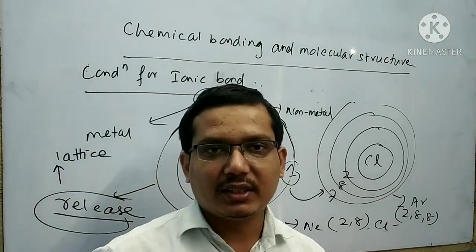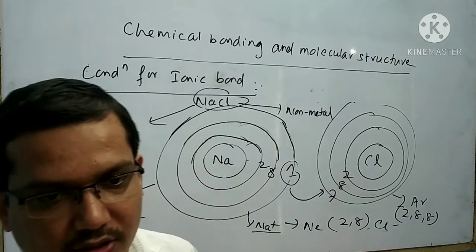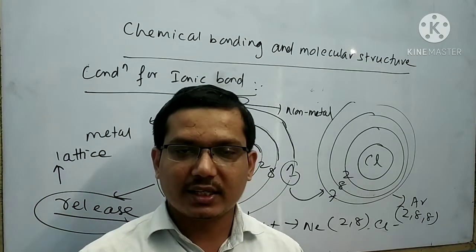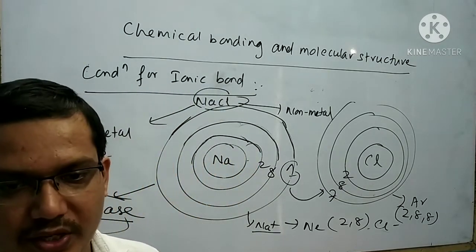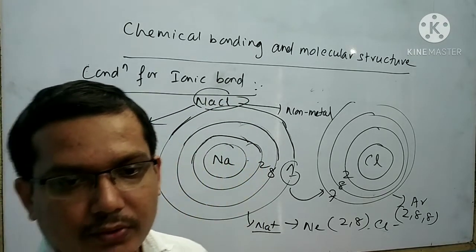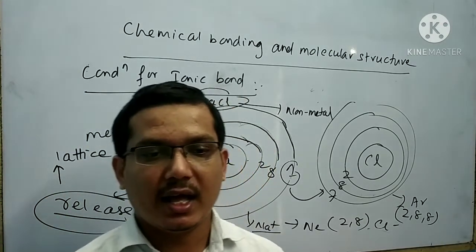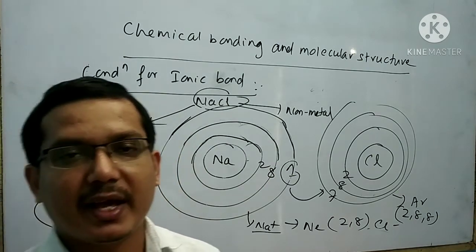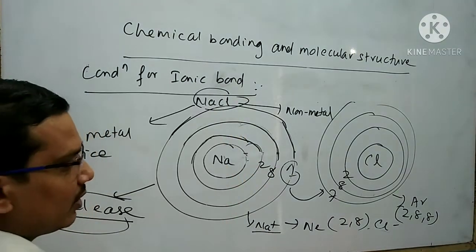So we can think about the other condition like this: the lattice energy of the ionic compound should be high. Next condition: the ions which participate in the ionic bond must be very small in size.